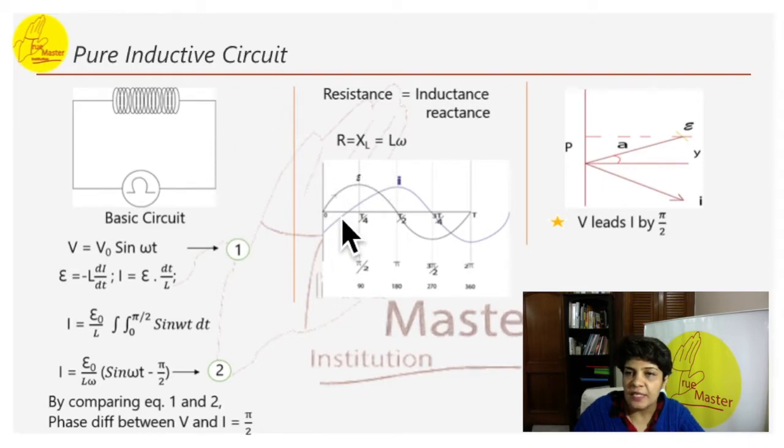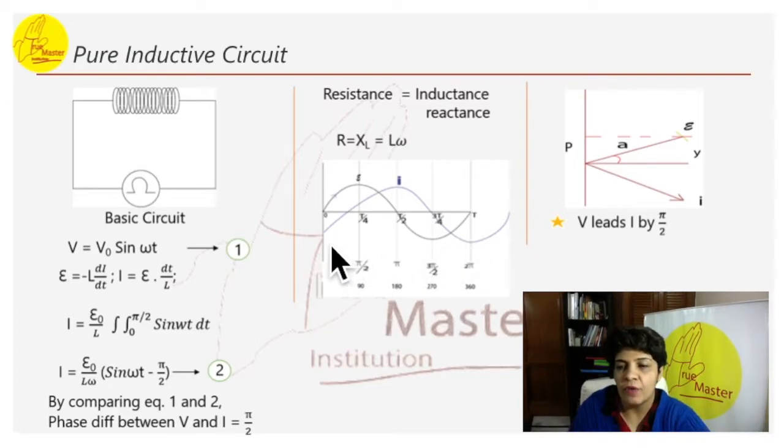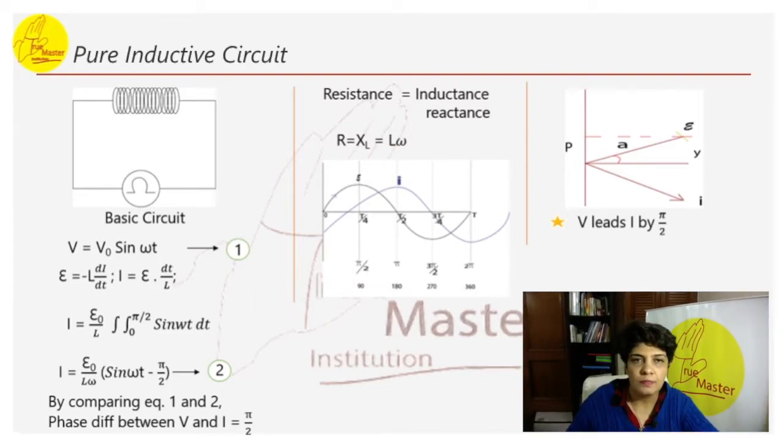Here in this graph you can see I is lagging behind. The phase difference between E naught and I naught is pi by 2. E naught is sine omega t, which is shown in the normal graph that we have seen for EMF in the previous slide. As I is pi by 2 behind, it lags by pi by 2 and starts late in the graph, starting from this point. And again in the phasor diagram, we can see I is lagging behind E by pi by 2.